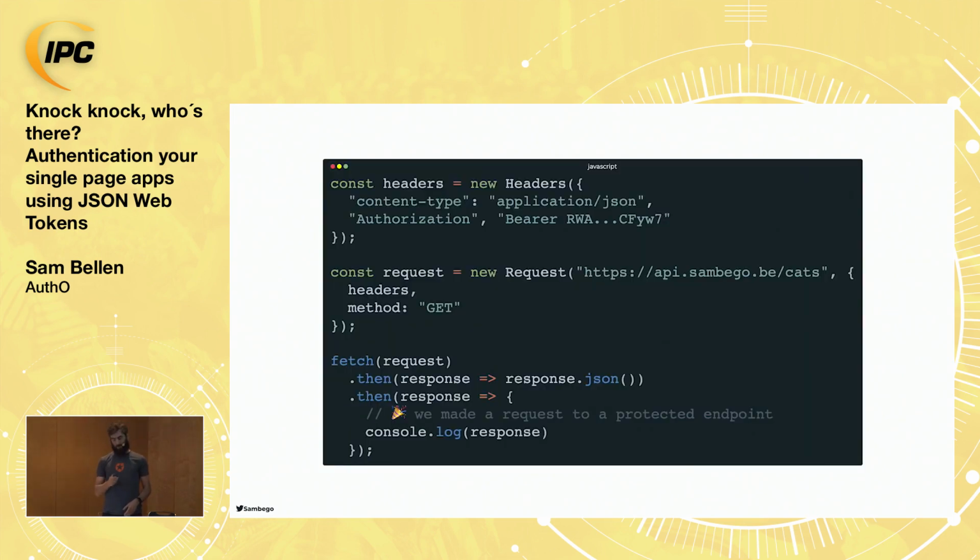You can do this in JavaScript very simply like this. The most important part is that you send your authorization header with the bearer token, which is your JSON Web Token. In PHP, it's the same. In every language, it's the same. You just send the authorization header with every request that needs authorization.